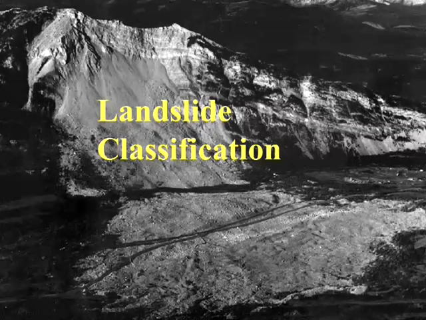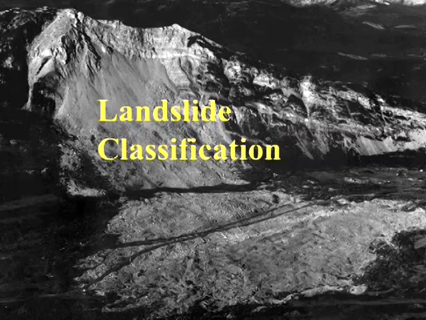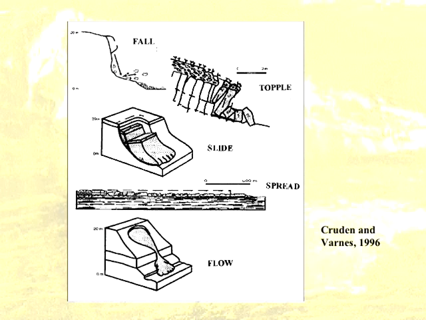Most landslide classifications, starting from Balzer in the 1880s in Switzerland, divide landslide problems into main types according to the kind of motion that facilitates displacement. And this summary here comes from the reference by Cruden and Varnes from 1996.